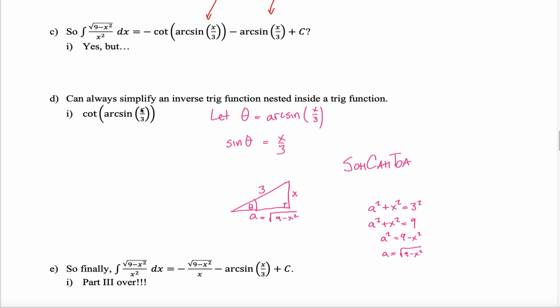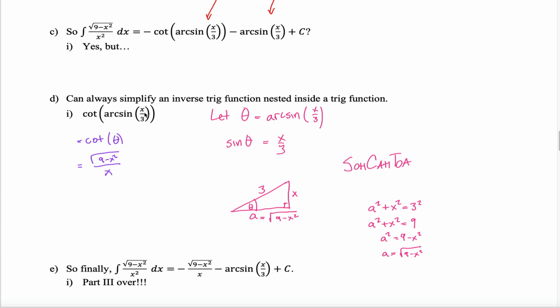And the reason I can do that is because the arcsine of x over 3 is exactly theta. I drew this picture by assuming theta was the arcsine of x over 3. So this expression, instead of thinking about it as the cotangent of the arcsine of x over 3, is really just the cotangent of theta. And the cotangent of theta I can express by using this triangle. I know from the TOA part of SOHCAHTOA that the tangent of theta would be opposite over adjacent. So because the cotangent is the reciprocal of the tangent, the cotangent of theta would be adjacent over opposite. What I'm saying is the cotangent of theta is the square root of 9 minus x squared divided by x.